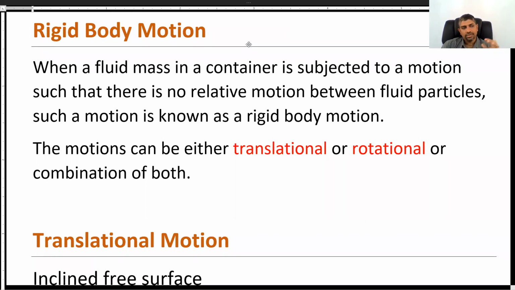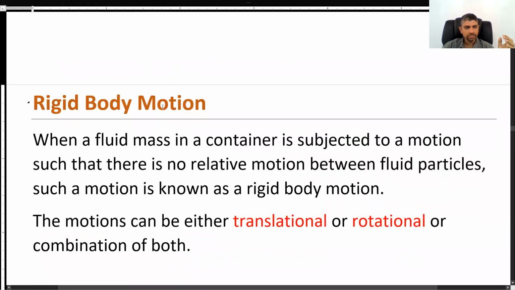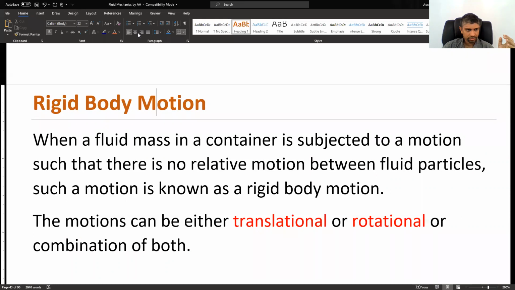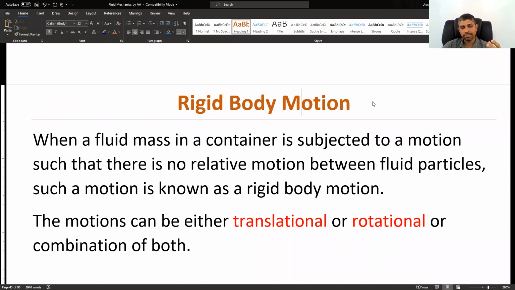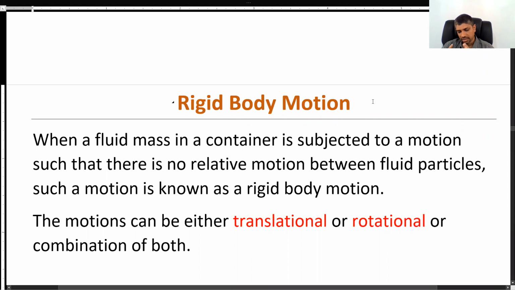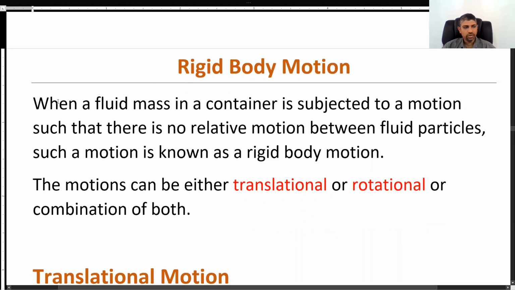Okay, the rigid body motion is also a type of motion, but it's a specific type of motion, right? Therefore, we can discuss it under fluid statics. In other words, it's a relatively stable or relatively rest situation, the rigid body motion. So this is the definition of rigid body motion.